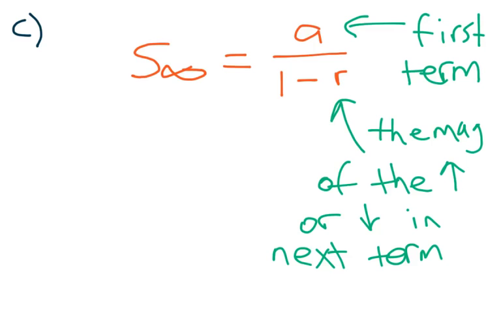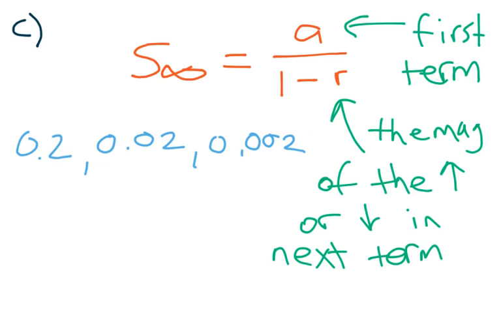So to give an example of that, say you had a sequence of 0.2, 0.02, 0.002, R would be equal to 1/10, because each term decreases by 1/10. See, the decimal place will move that way once. Okay, so we'll use this formula then to complete the question.